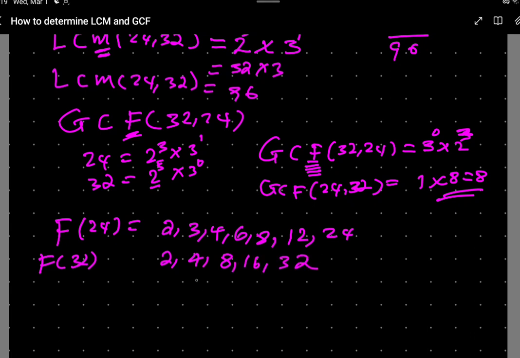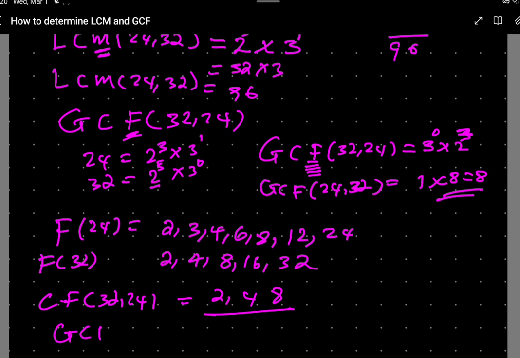You can see the common factors. What are the common factors of 32 and 24? These are 2, which is in both cases, 4, and 8, which is in both cases. So from these common factors, which one is the greatest? The greatest common factor of 32 and 24 is 8, but you can use the prime factorization to find this.